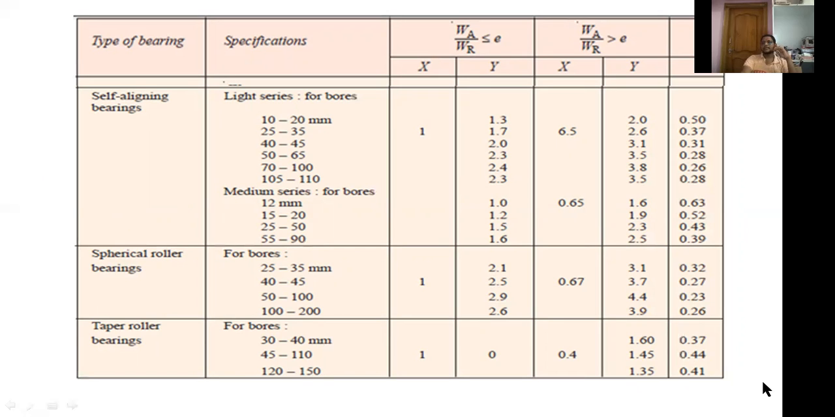In the next class, I will explain some dynamic loading, equivalent dynamic loading problems. Tomorrow I will discuss those problems.